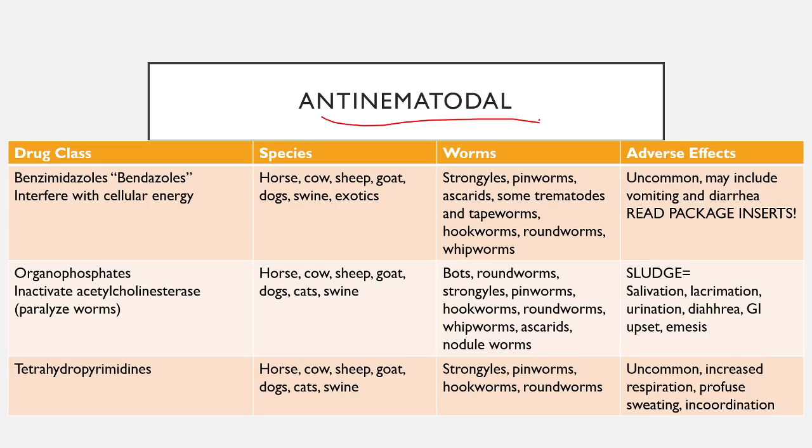All right, antinematodal. First drug class, benzimidazoles or bendazoles. These interfere with cellular energy, so they make the cells in the worms very, very tired. We use this a lot in larger animals, dogs, and exotics. They get strongyles, so roundworms, pinworms, ascarids, trematodes, which are flatworms, tapeworms, cestodes, hookworms, roundworms, and whipworms. So a lot of different things. Adverse effects are uncommon, but could include vomiting and diarrhea.